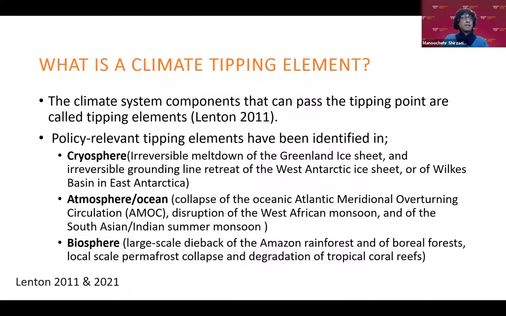In the climate system, every component that has a tipping point is called a tipping element. Currently there are three groups of tipping elements recognized, in the cryosphere, atmosphere, and biosphere, which have relevance for policymakers. That means this element has a tipping point that may be reached within the 21st century, which makes them relevant for policymakers and managers to create resiliency plans and adaptation strategies.